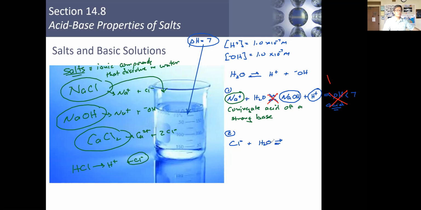If this does happen, then water is going to serve as a base. I'm sorry, this is going to serve as an acid, and it's going to donate the hydrogen ion to the chloride. You form then the hydrochloric acid and the hydroxide ion here. So if this did happen, you'd form hydroxide ions right there, which would make the pH more basic, way above 7, and this would be a base solution. That's if this happened.